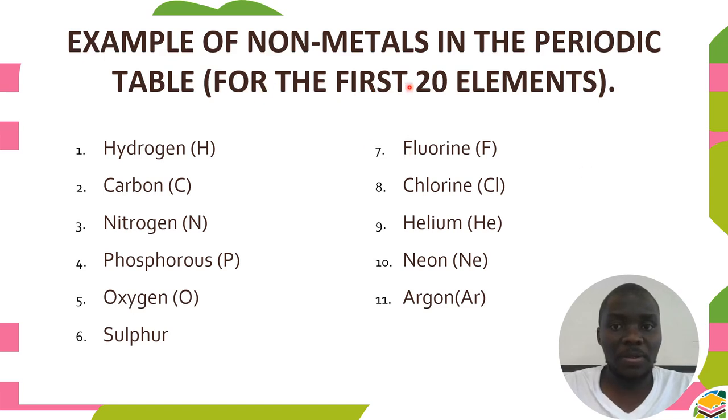Examples of non-metal elements in the periodic table for the first 20 elements. So it means if we subtract metals and metalloids, the remaining ones are non-metal elements. So we have hydrogen, carbon, nitrogen, phosphorus, oxygen, as well as sulfur, we have fluorine, we have chlorine, we have helium, we have neon, we have argon. So these are examples of nonmetal elements which are found in the first 20 elements.